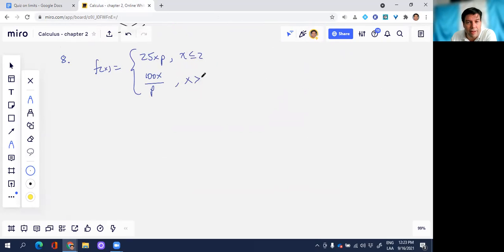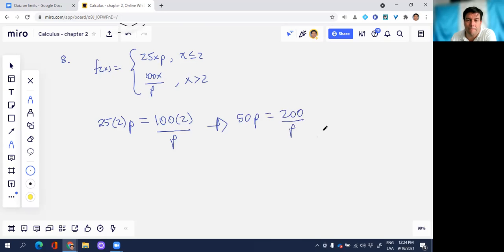Something like this. So basically, because we want it to be continuous, the limit from the left, which will be the value of the top expression, should be the same as the limit from the right, which is the value of the bottom expression. So I'm going to simply equal them when x is 2. So 25 times 2 times p has to be equal to 100 times 2 divided by p.